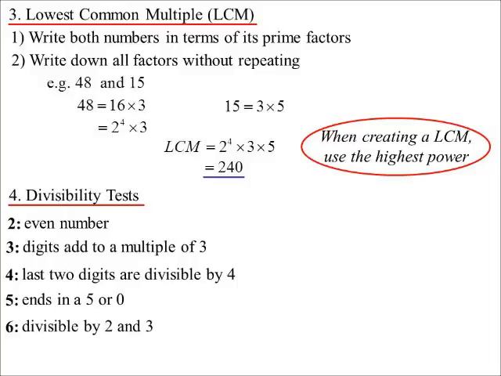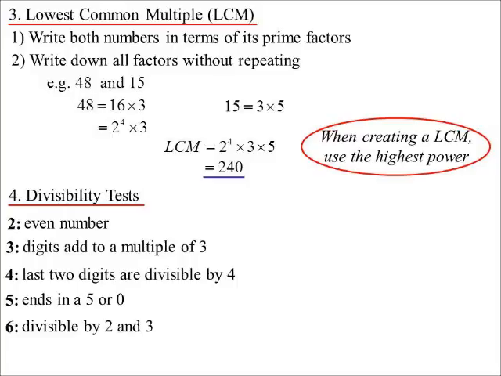Divisible by 6? Simply that. Divided by 2 and 3. Because 6 can be broken down into 2 prime factors of 2 and 3. So if it's divisible by both of those 2 prime factors, it must be divisible by 6. So it's an even number where the digits add to be a multiple of 3.